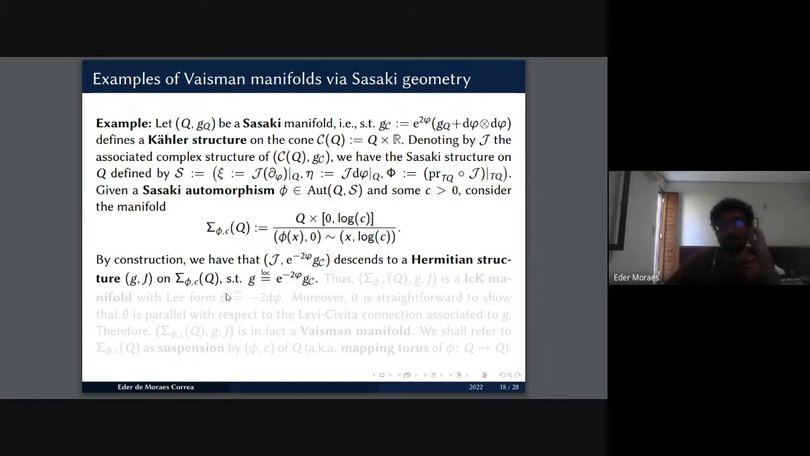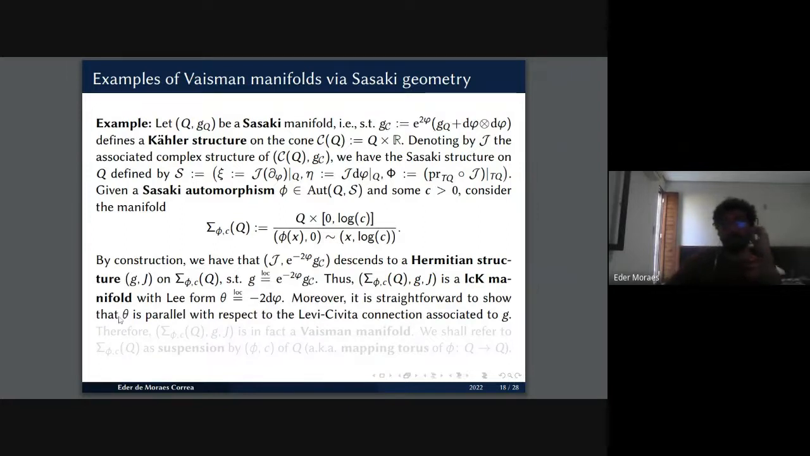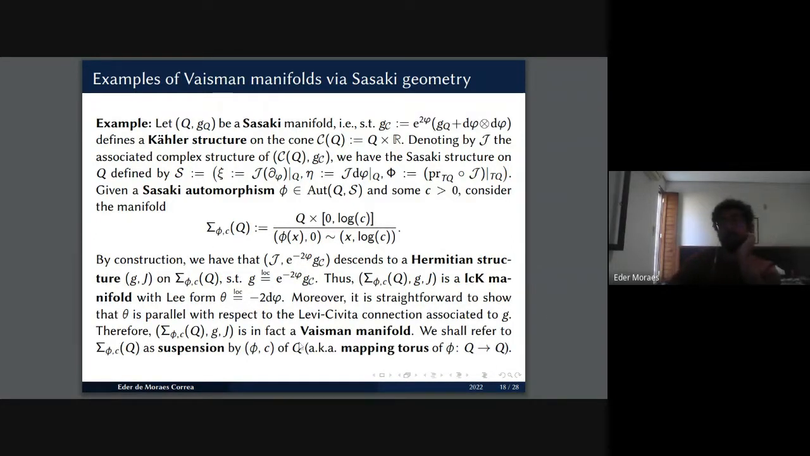The nice feature here is that the local expression of this Hermitian metric is essentially a conformal change of the Kähler structure on the cone. Locally, we have this relation. From this, we can show that this manifold is, in fact, an LCK manifold, and the associated leaf form can be described locally in this way. Here I forgot to mention that phi is the coordinate in the real line direction. We can also show that the leaf form is parallel with respect to the associated Levi-Civita connection. So, in fact, this manifold is a Weismann manifold. And we shall refer to this type of manifold.